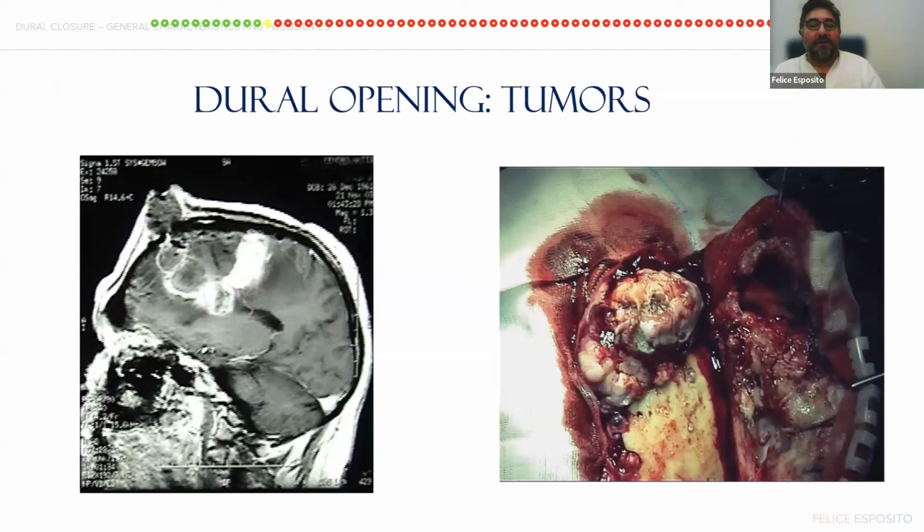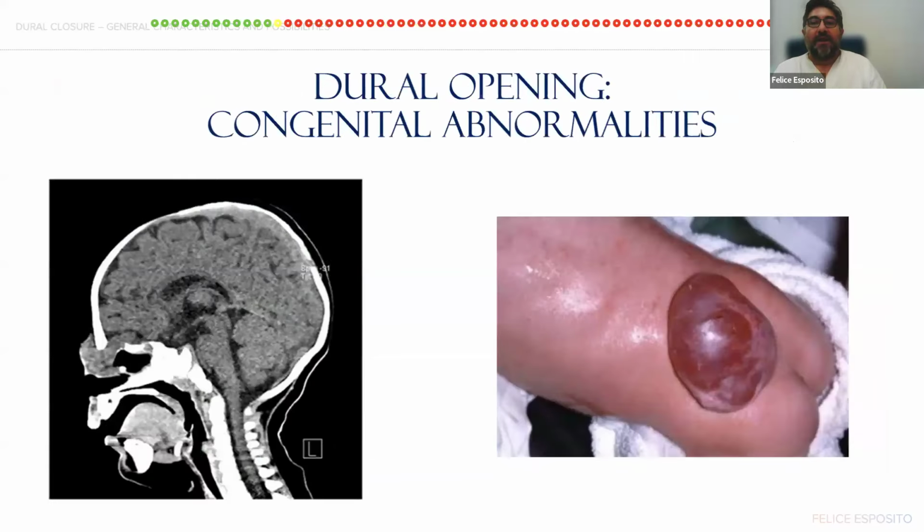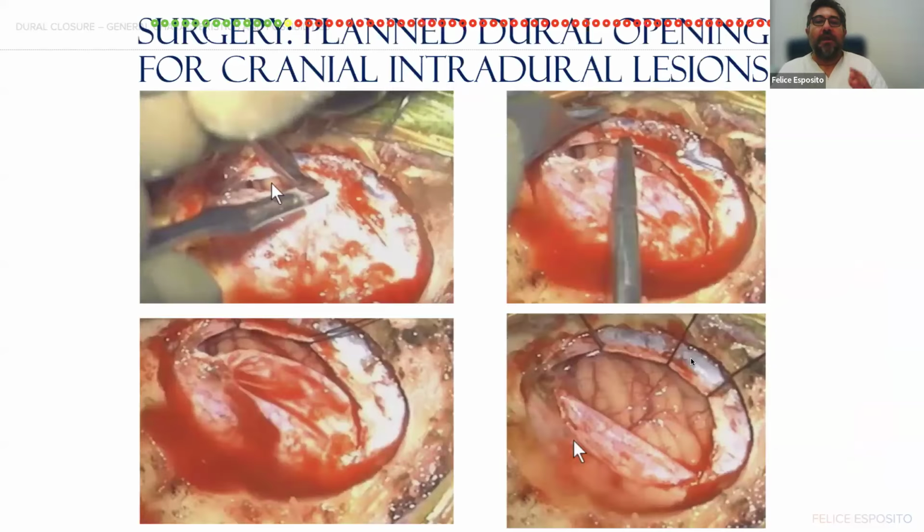So trauma may cause a dural opening. Tumor, like in this case of recurrent glioblastoma, may cause a preoperative opening of the dura mater. There are several possible congenital abnormalities, like this encephalomeningocele or this myelomeningocele, that cause a defect in the dura mater that needs to be repaired in some way.